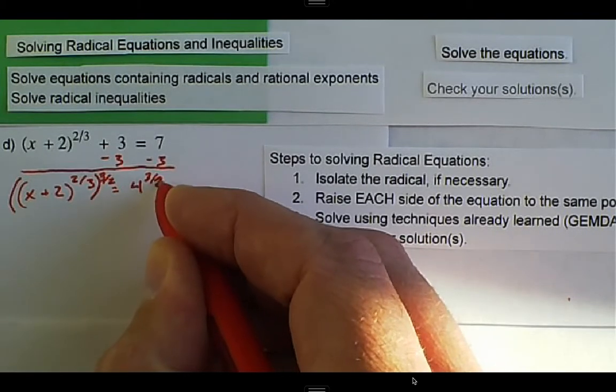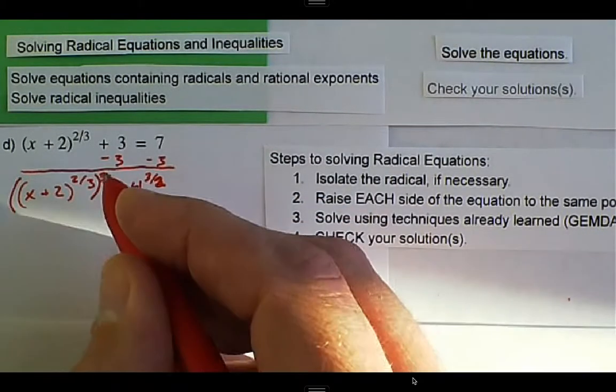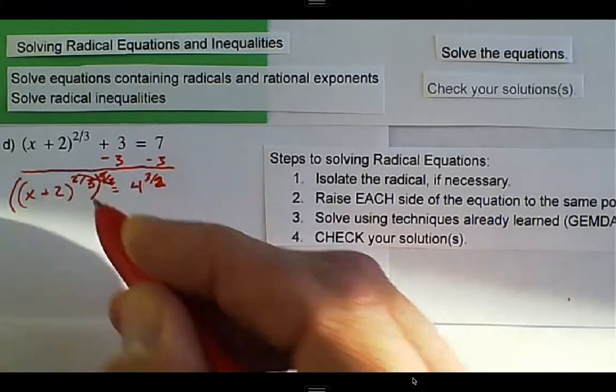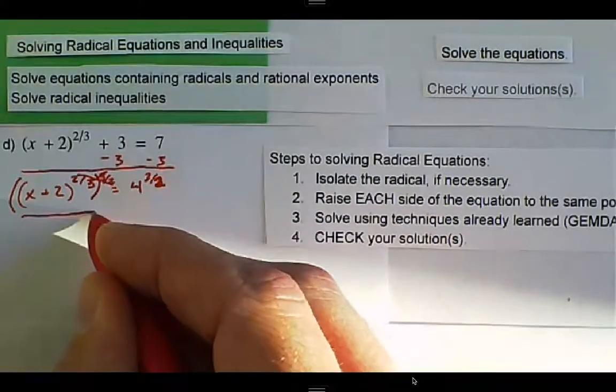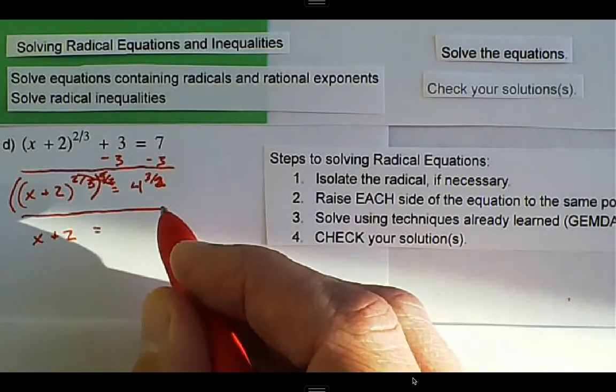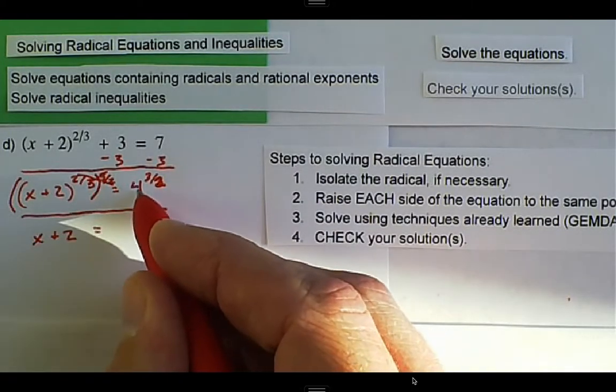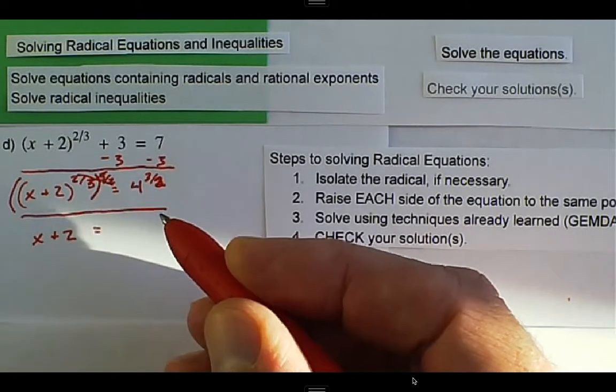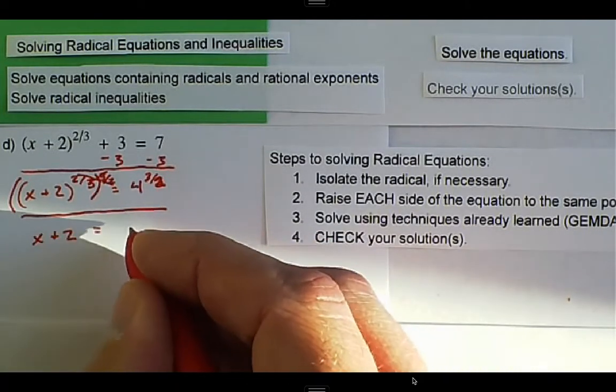3/2. So our 3 cancels our 3, our 2 cancels our 2. And on the left side, we're just left with x plus 2, and that's equal to the square root of 4, which is 2, and then 2 cubed, that becomes 8.